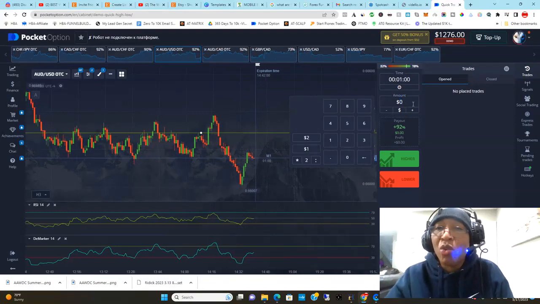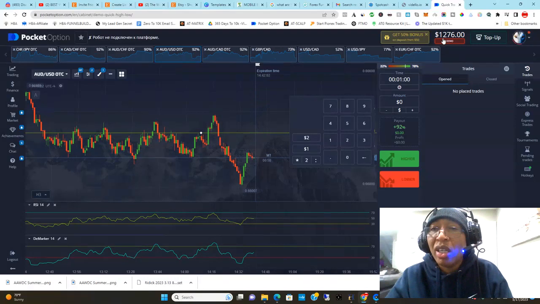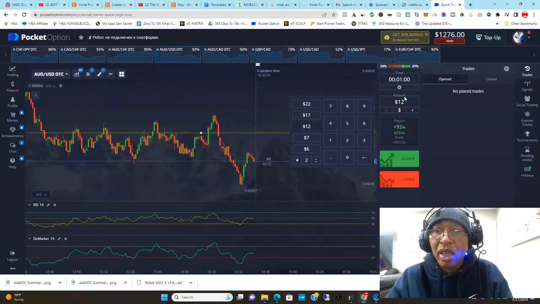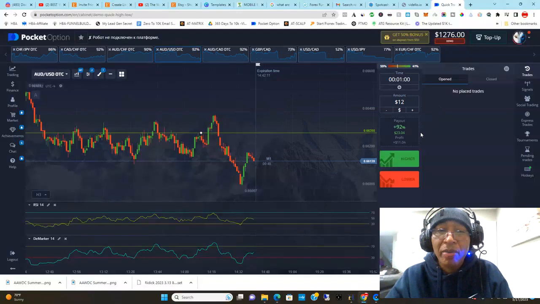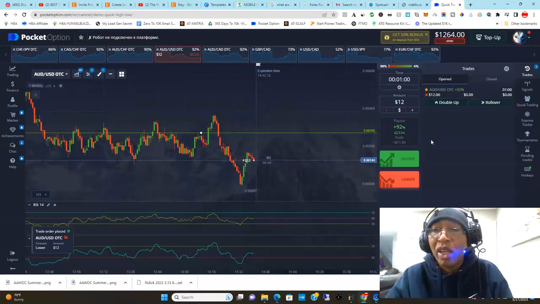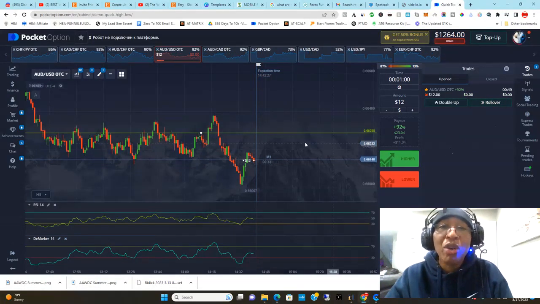Normally, I trade with about 1% of my account. The risk I take is about 1%. So 1% of this one here is about $12. Let's say I take a $12 trade, and I say, let's go down. Now you can see we are in the money, out of the money, in the money, out of the money. I took a 1 minute trade, and we could lose, we could win.